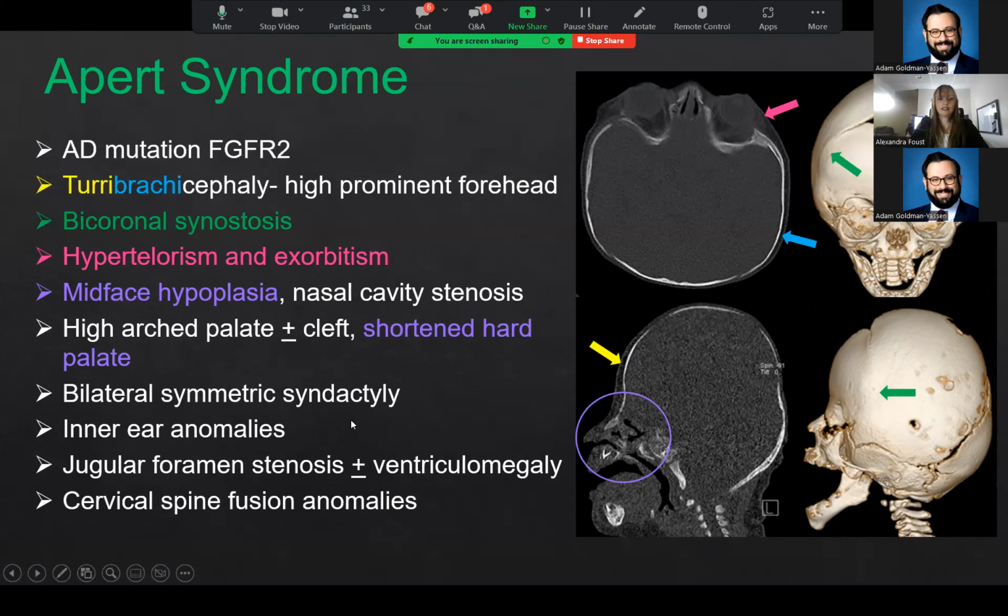There's a school of thought that argues that the jugular foraminal stenosis contributes to intracranial venous hypertension, and as a result, they can subsequently develop ventriculomegaly from the venous hypertension. Certainly the skull base can also contribute. You can see that there's a lot of basilar kyphosis here, and you may end up getting some altered dynamics at the craniocervical junction as well. And then they also occasionally will have cervical spine fusion anomalies. So take a look in your field of view to see if you see any fusion anomalies.